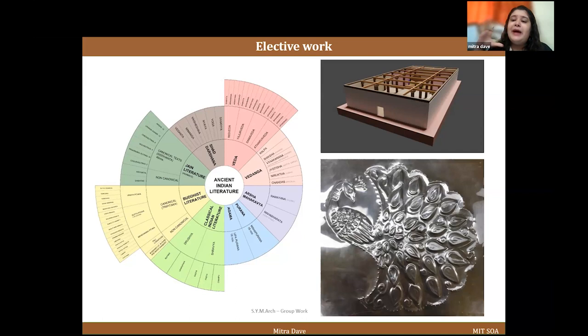And other than that, this is again a virtual model from Natya Shastra, and this is a metal embossing workshop that was conducted under craft elective. So these are kind of workshops that were conducted.